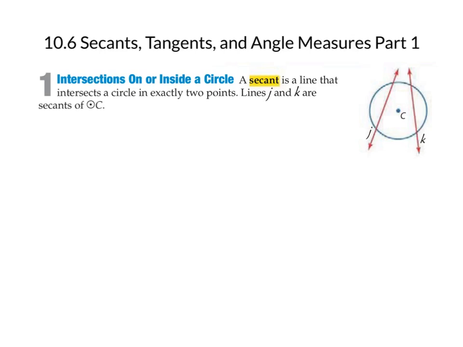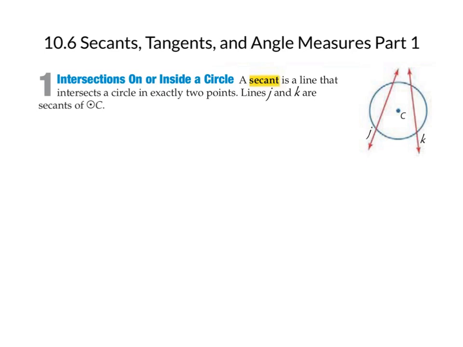And notice if I were to just take part of that line, like the part that's inside the circle, that would be a chord. So imagine it's a chord of a circle, but it's actually a line because it goes on forever and ever. Now it is a secant. Today we're going to go over 2 theorems that have to do with secants.